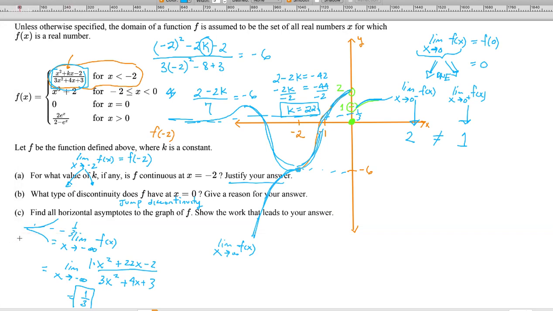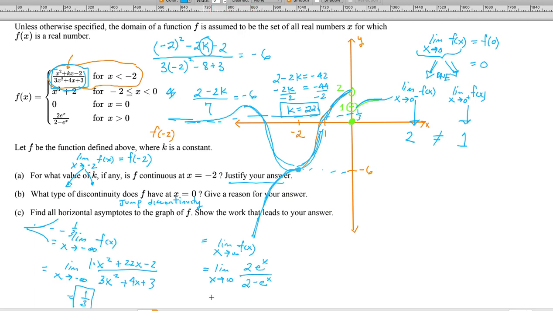Now the other possibility is that you go further and further to the right, and you want to look at what that looks like. So that would be this limit over here, the limit as x goes to infinity. And the piece that I'm using is this one, because x is getting greater and greater. So it's 2 e to the x over 2 minus e to the x. And in this case, it's going to be infinity over negative infinity.